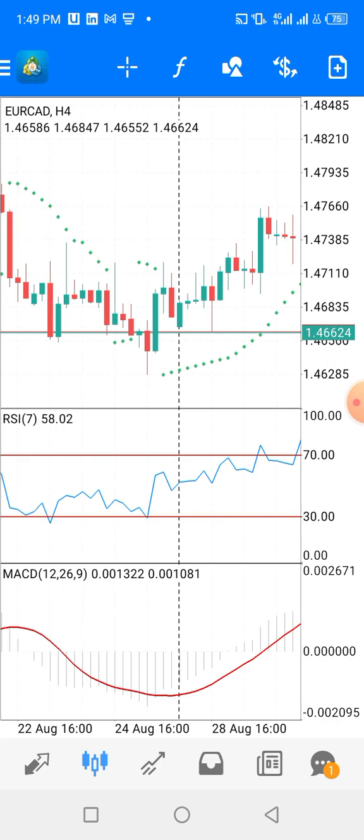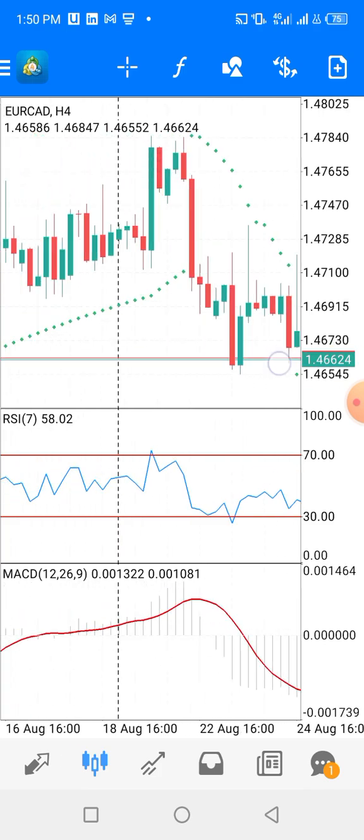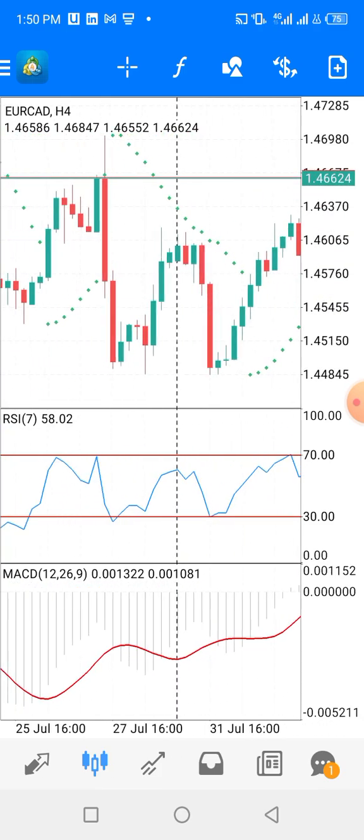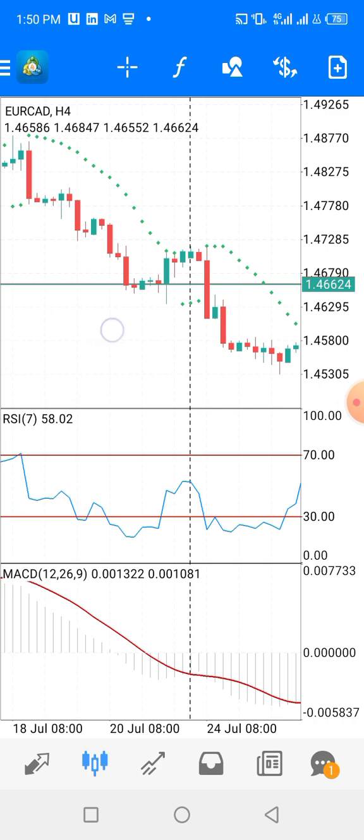Remember that most people call the Parabolic SAR a trend following indicator, but I see it differently. Trend is not about higher highs or higher lows. Trend is the extended direction of a move. When the market is moving in a specific direction, its extension is called a trend.